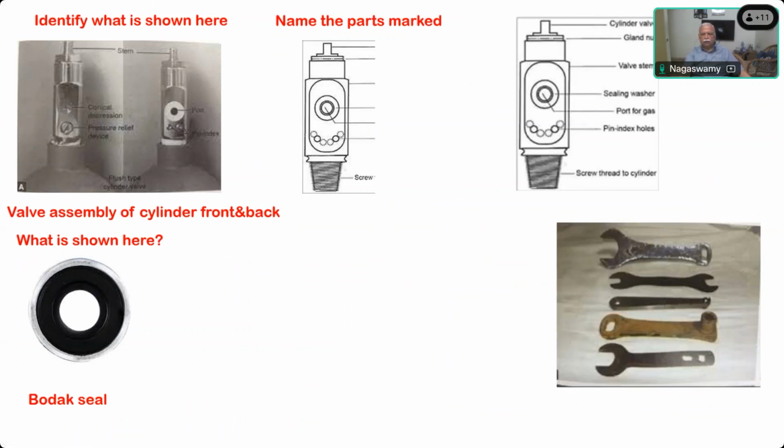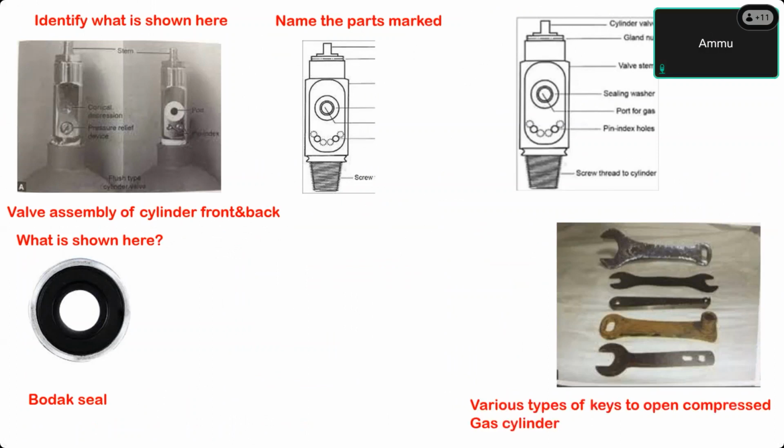What are these things? These are for opening cylinders: various types of spanners or keys. They are called keys, used to open the compressed gas cylinders. In most of the older types of machines, and in the hospital where you go for your exam, they may still have a Boyle's machine kept for examination. So this particular key will be used in most of them. These two holes will go onto the stem to open it.